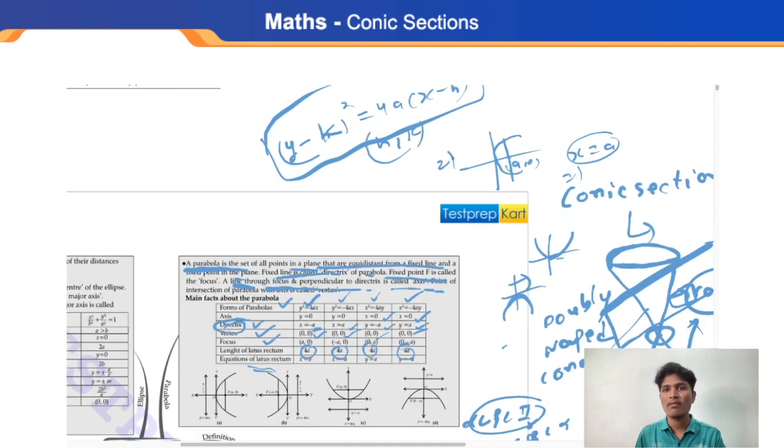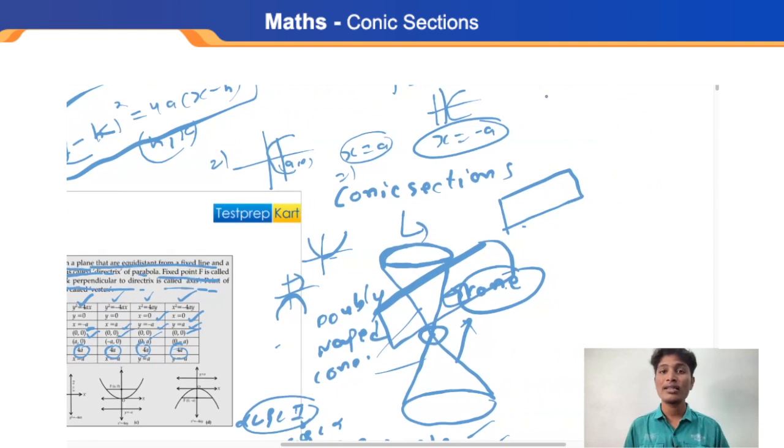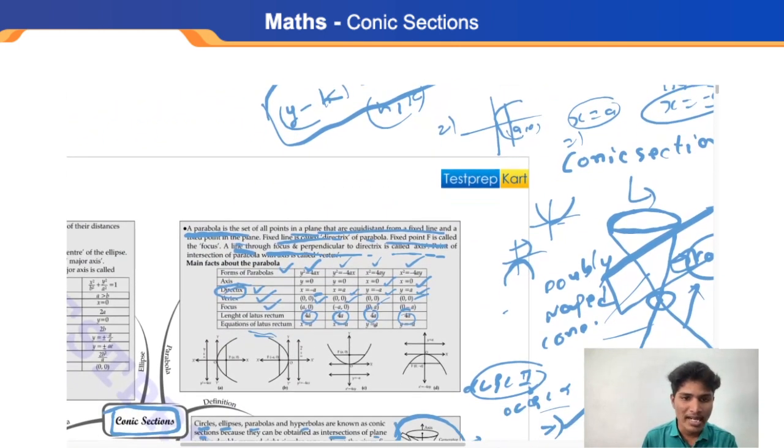Because if you observe very carefully, I will explain here. For the y square equal to 4ax equation, the directrix will be on the left side. So x is equal to minus a is the directrix. Yes, but the latus rectum equation will be x equal to plus a. So it is the opposite of the directrix equation. So all of this is completed.